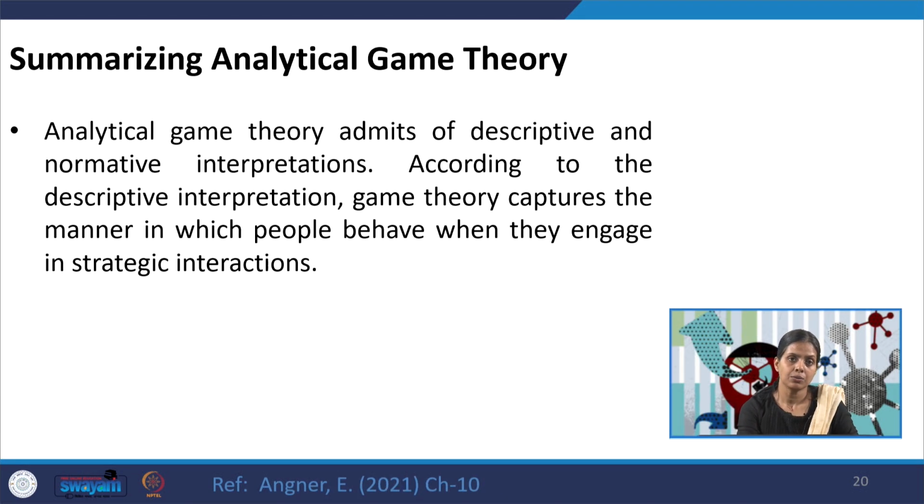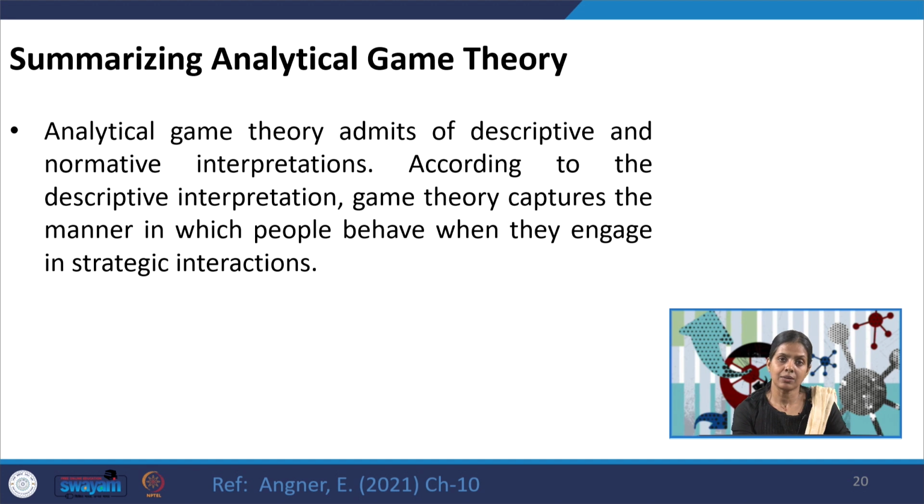So, now we just summarize the analytical game theory that we have discussed so far. Of course, not the types, but the observations that we developed from the initial discussions of deriving the Nash equilibria and what are the differences that we observed.